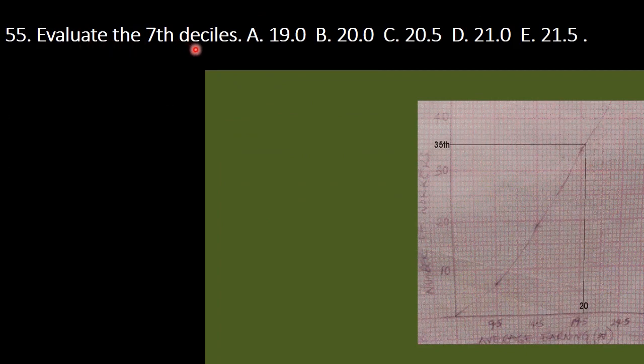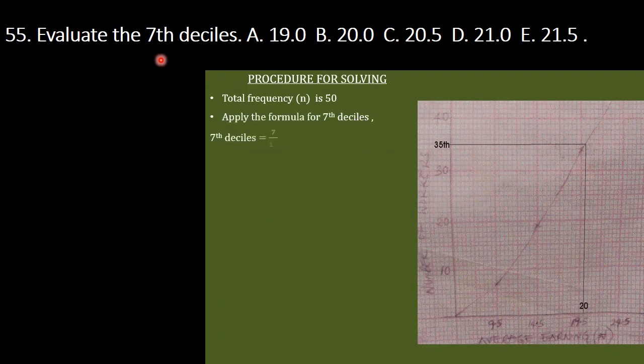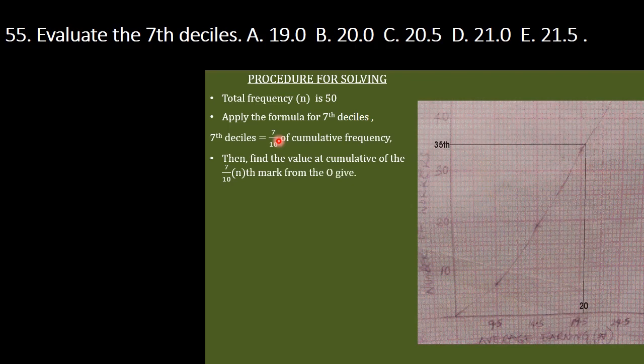The total frequency is 50. Then apply the formula for 7th decile, where the 7th decile is equal to 7 over 10 of cumulative frequency. Then find the value at cumulative of the 7 over 10 of cumulative frequency from the ogive. Draw a line horizontally to cut the curve, then trace vertically down to the class axis to get the 7th decile. Let's check the solution.